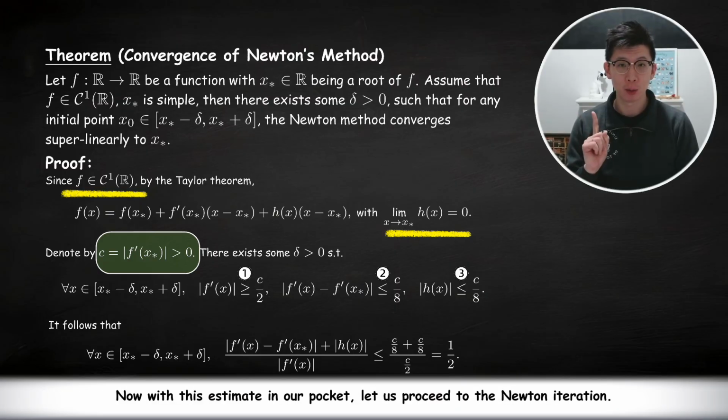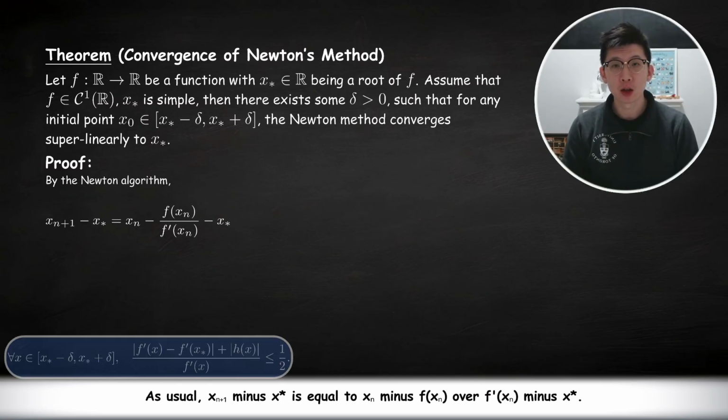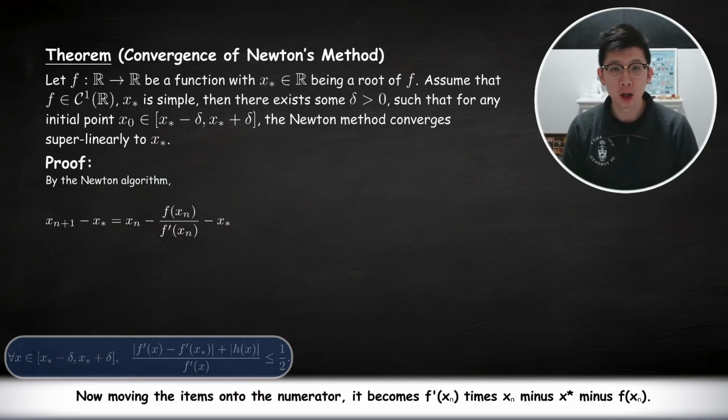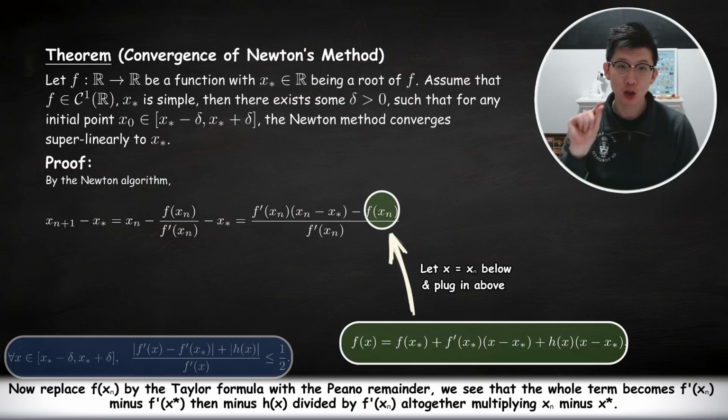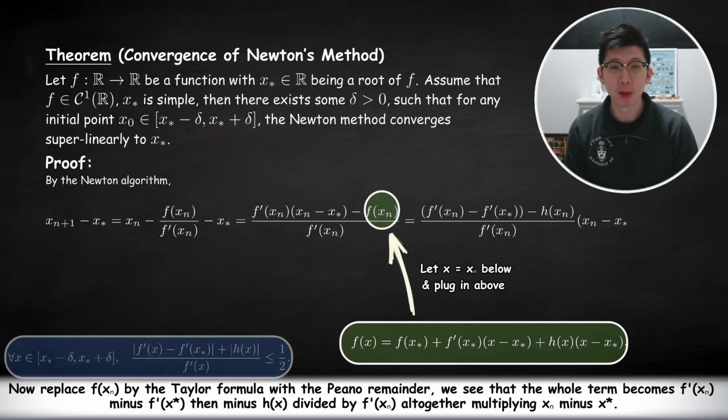Now with this estimate in our pocket, let us proceed to the Newton iteration. As usual, x(n plus 1) minus x star is equal to x(n) minus f(x(n)) over f prime (x(n)) minus x star. Now moving the items onto the numerator, it becomes f prime (x(n)) times (x(n) minus x star) minus f(x(n)). Now replace f(x(n)) by the Taylor formula with the Peano remainder. We see that the whole term becomes (f prime (x(n)) minus f prime (x star), then minus h(x(n))) divided by f prime (x(n)), altogether multiplying x(n) minus x star.